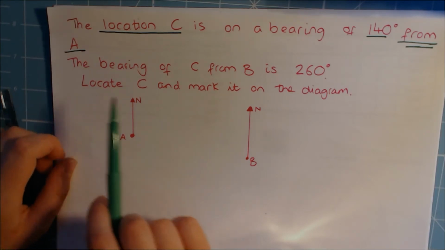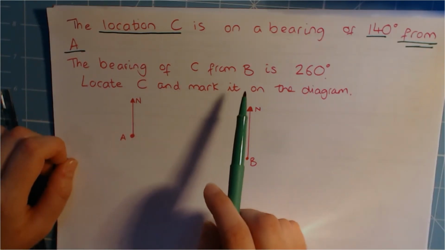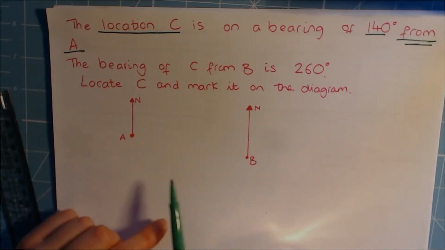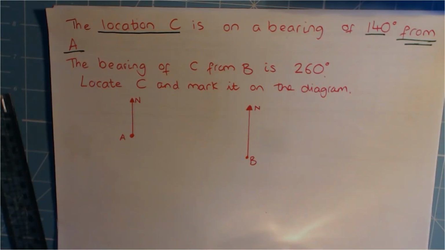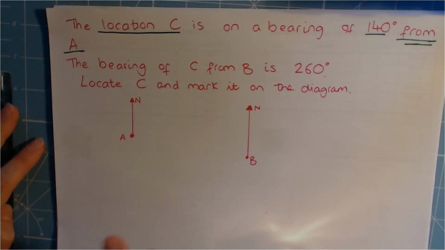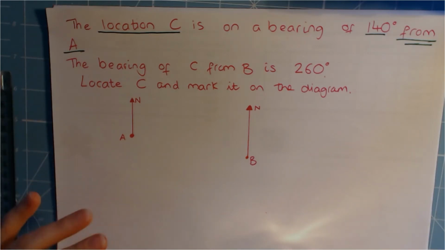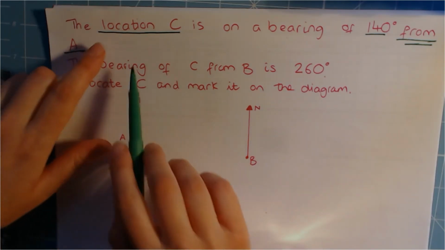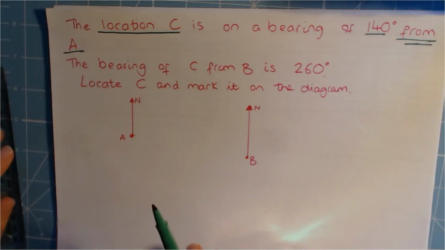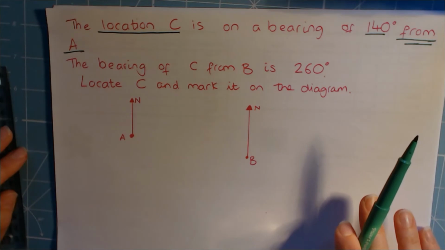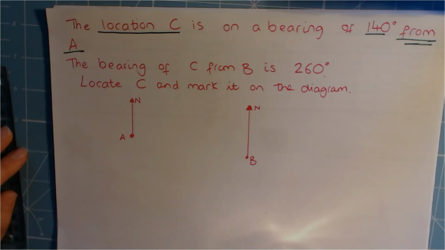So the bearing of C from B, so from B to C, is 260 degrees. And now we need to find C. I quite like these because once you've done the first two bits, it just kind of falls into place. So let's start at the beginning here. Location C is on a bearing of 140 degrees from A. They've not told us how far away it is, but they've told us which direction we need to go in to get there. So let's find it.